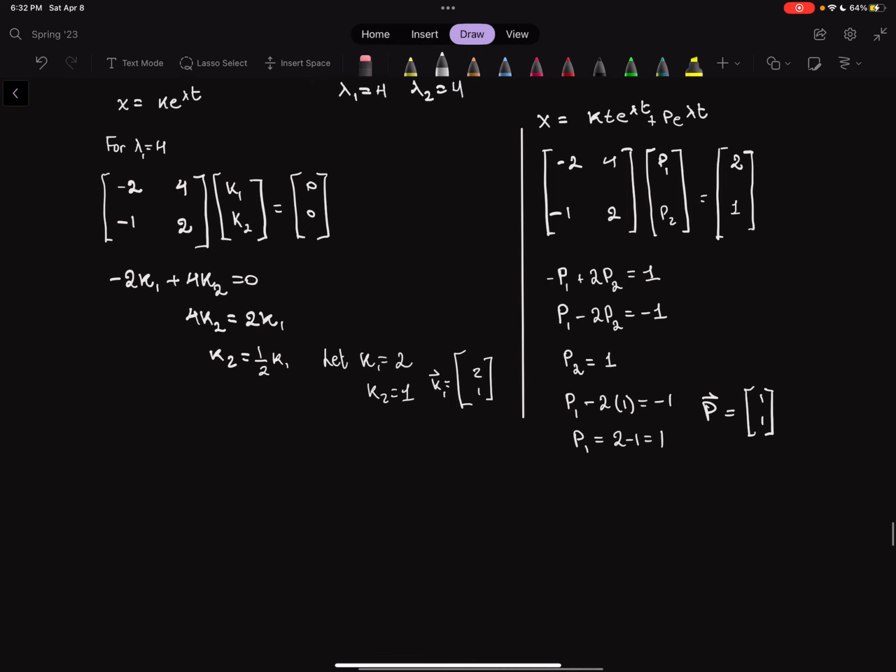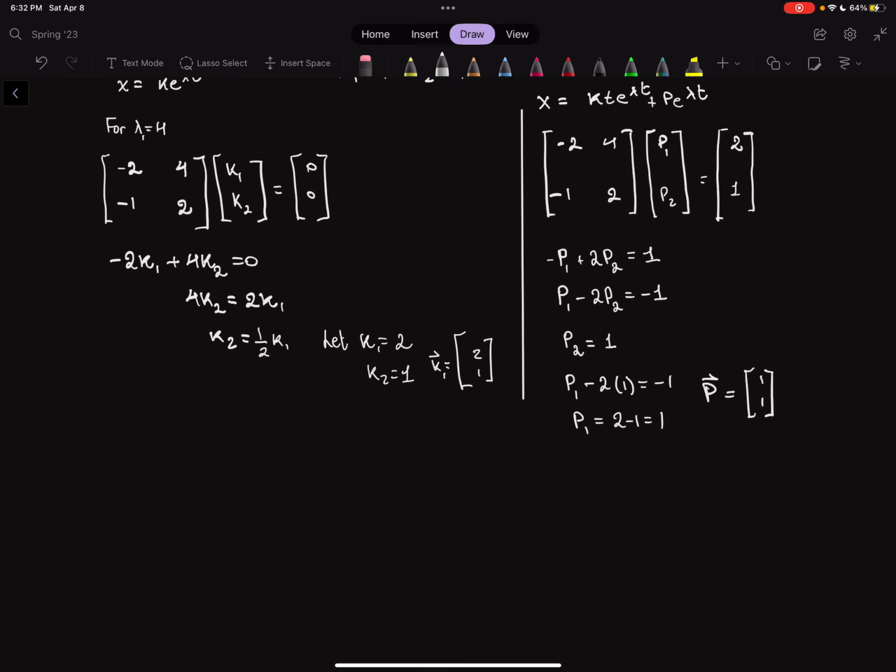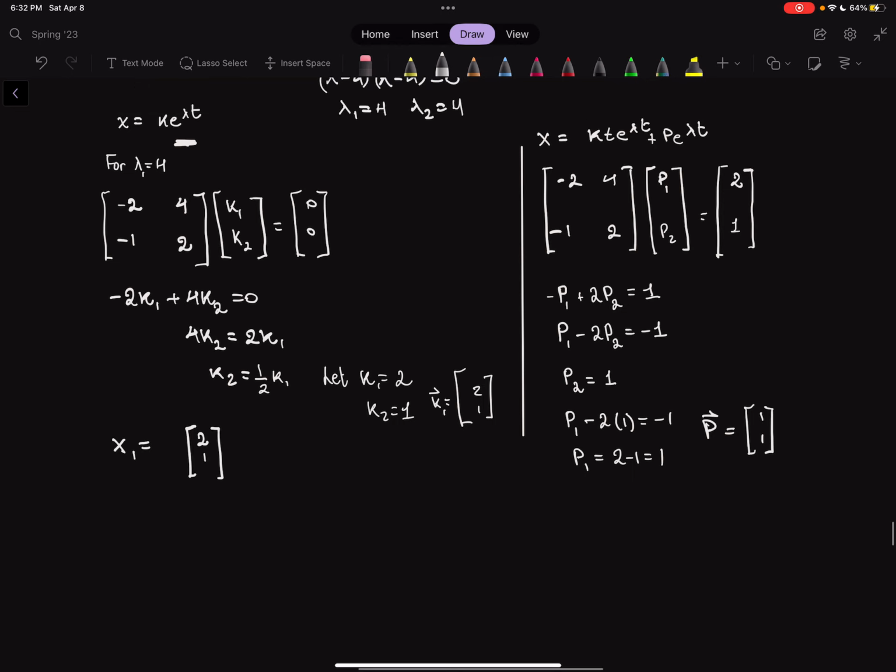So now, this is the tricky part. Our first solution only involves K. So it's going to be 2, 1. Remember, it came from this. So we're going to write this. I forgot to put the arrows on top of the vectors. And here we're going to have e to the lambda t. What is lambda? Well, lambda, we found out it's 4. So that's our first solution. But our second solution involves both k and p, so not just p. Because remember, it comes from this.